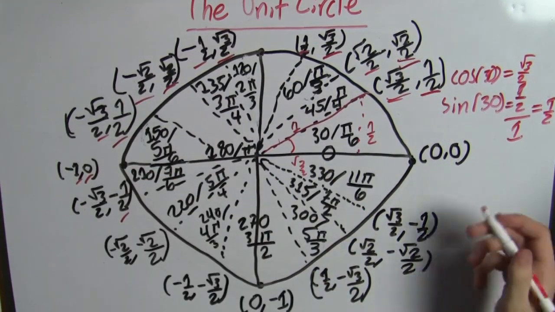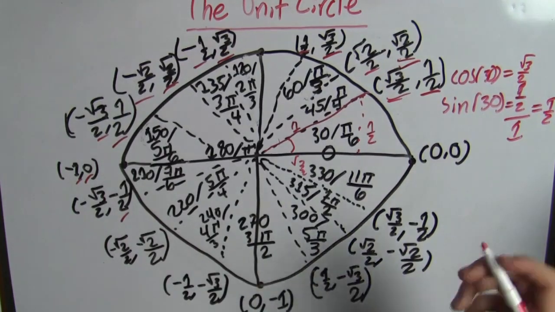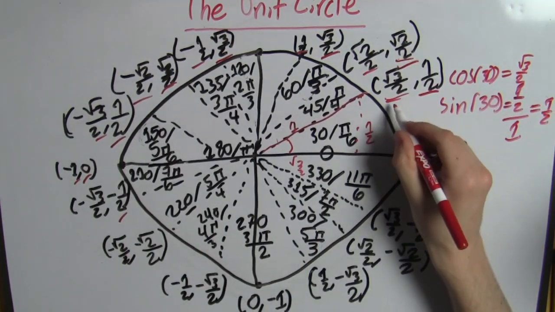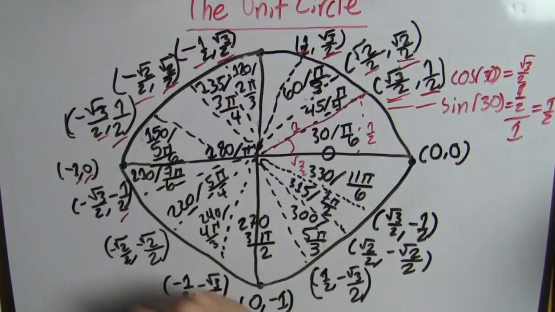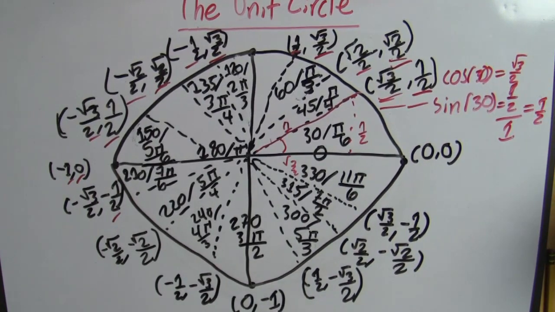What if I want to find tangent? Well, tangent is just the y-coordinate over the x-coordinate. I have both the y-coordinate and the x-coordinate, so I can find the tangent for all of these angles listed. And that's the great thing about the unit circle. It lets us conveniently visualize and write down so many trigonometric function values, which is really, really helpful.